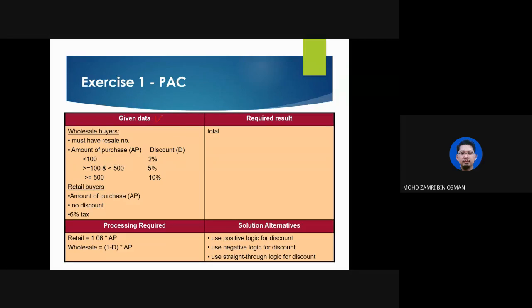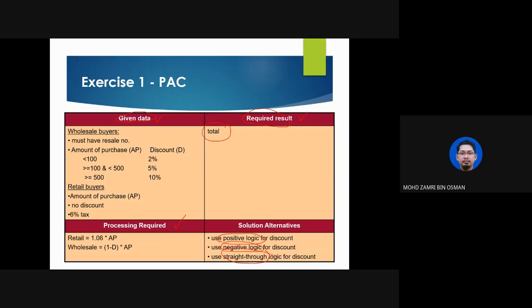For example, the result that we have here for the PAC looks like this. We have the given data. Remember that we have 4 elements in a PAC. The given data is the input data. The required result is the expected output based on this problem. And processing: what kind of processing do we have? Then the alternative solution. We can use positive logic and also negative logic, either one. You can even use the straight-through logic for this code. These are the solutions that we have.